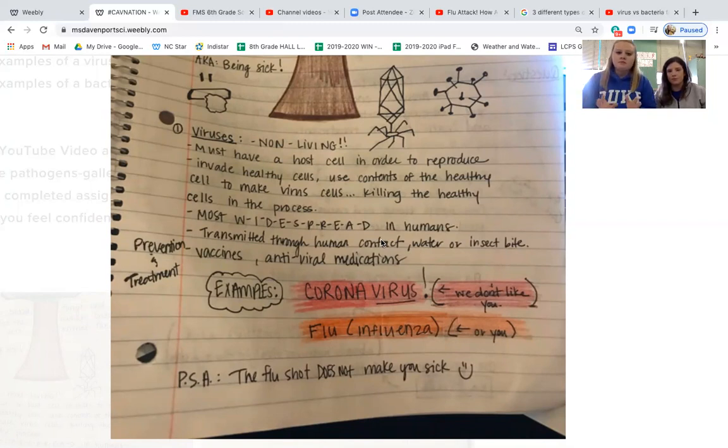Can I do things to help? Yes. Wash your hands lots. Get your flu shot. Sneeze into your elbow, y'all know how I feel about sneezes, please. But the flu shot does not make you sick, though lots of people think that. If you get sick from the flu shot, you are already sick. You just may not have known it.